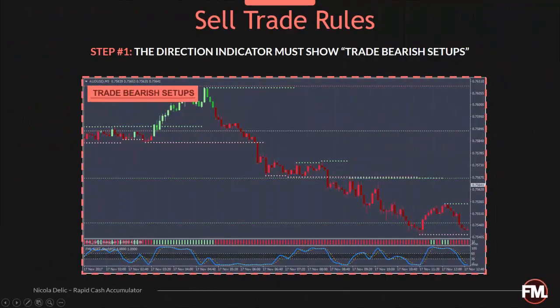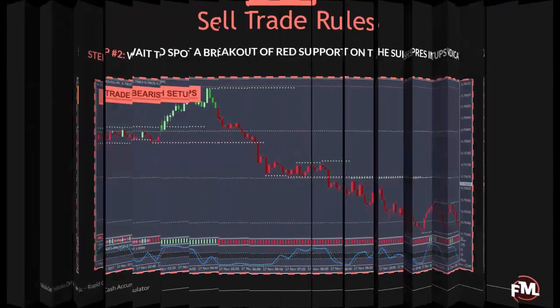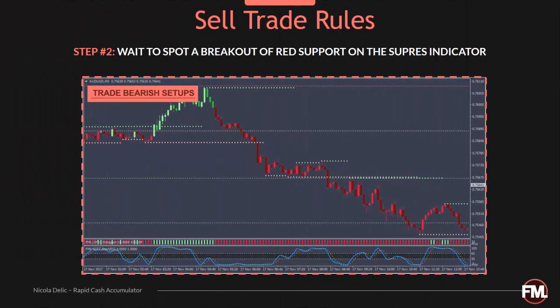Now let's move to the sell rules. For the sell, step 1 is the same. The direction indicator must show trade bearish setups. So everything the same, but we need to see trade bearish setups. After that, we need to wait to spot the breakout of red support on that support resistance indicator. For example, like here we have that breakout, so that's what we want to see.